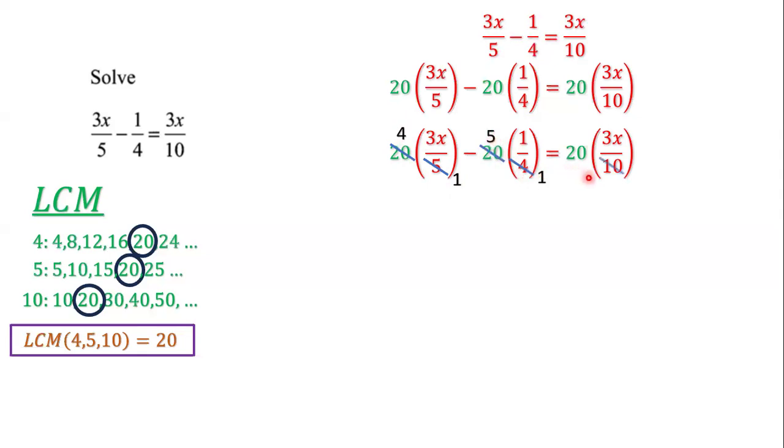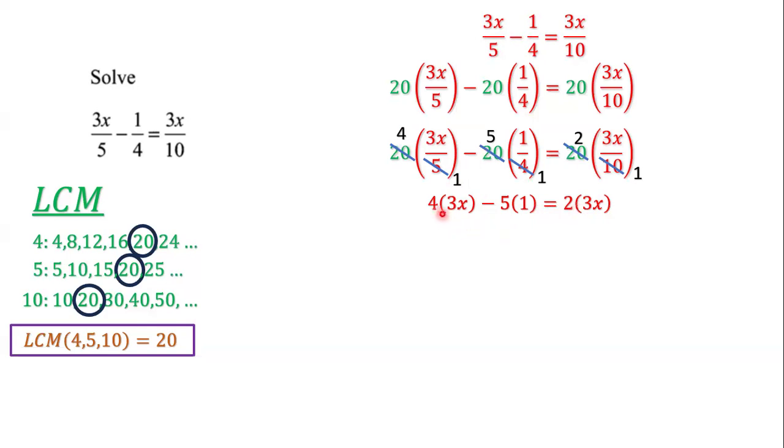And then we say, okay, how many times does 10 go into itself? Well, 10 goes into itself once, but 10 goes into 20 twice. And so what do we have? We have 4 times 3x, we have 5 times 1, and then we have 2 times 3x. Great, this is good because we have eliminated our denominators and we just have a linear equation without any denominators, and that will be definitely better than having the denominators.